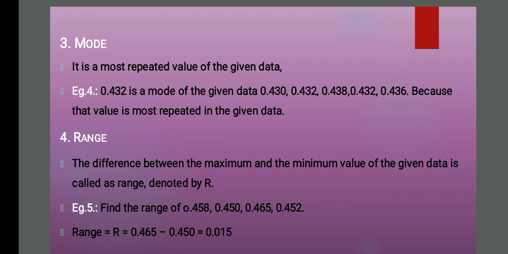Okay. So I'll give an example. The numbers given are 0.430, 0.432, 0.438, 0.432, 0.436. If you see, there is a repetition: 2 values are being repeated. 0.432 appears the second time and then again as the 4th value. So 0.432 is said to be the mode of this particular data.